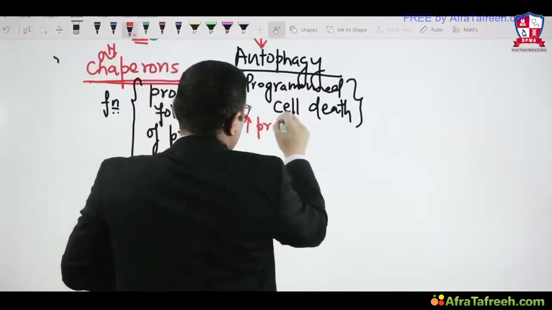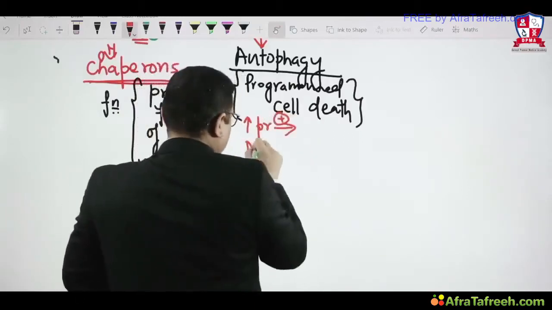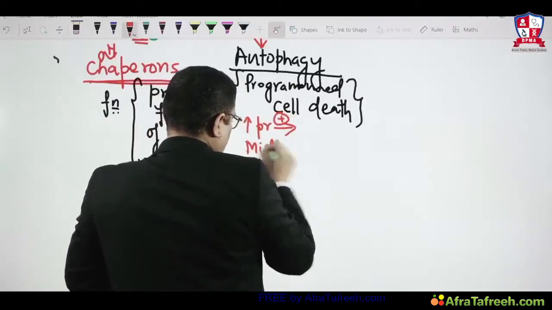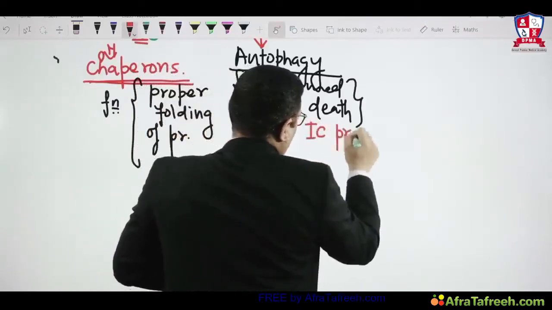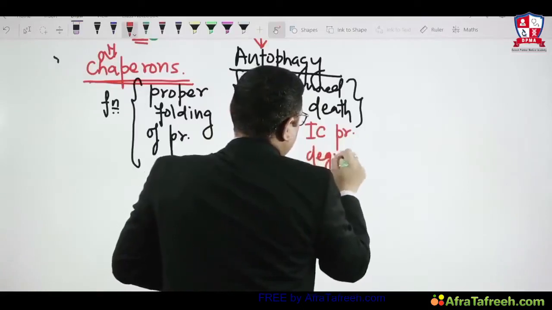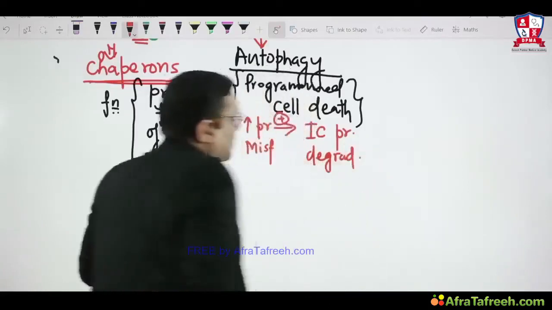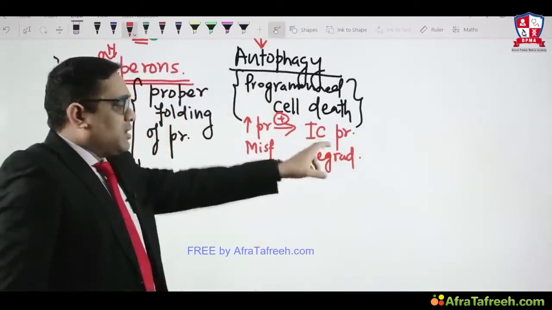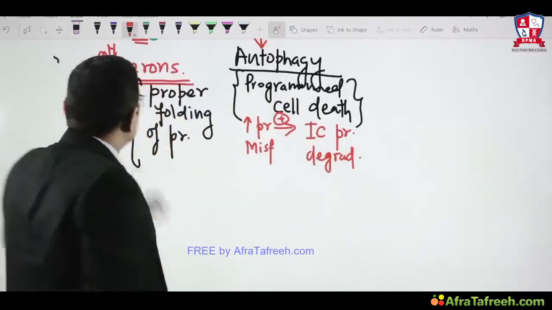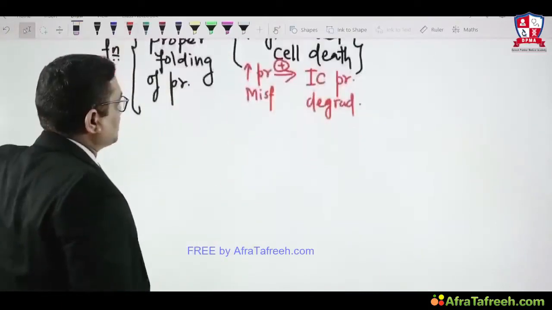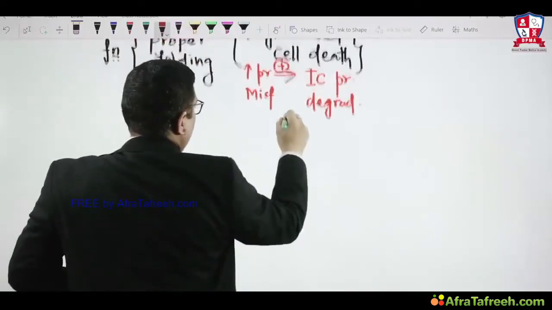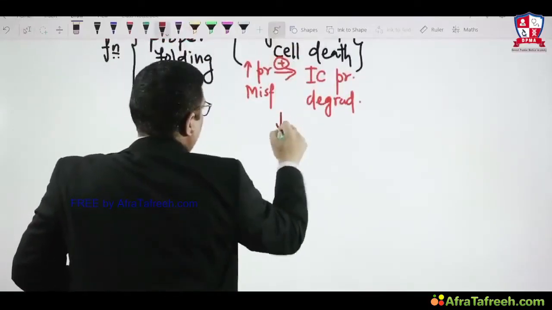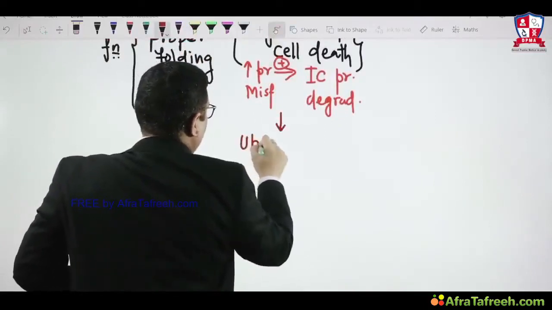So whenever there is excessive protein misfolding, this will activate the intracellular protein degradation system. So what happens in this intracellular protein degradation system? This will induce ubiquitin.